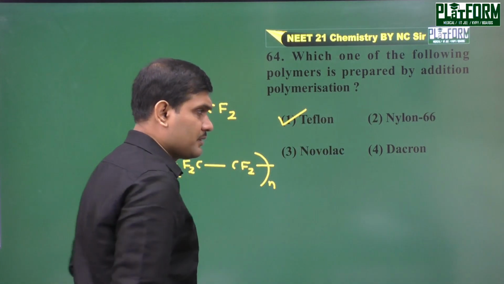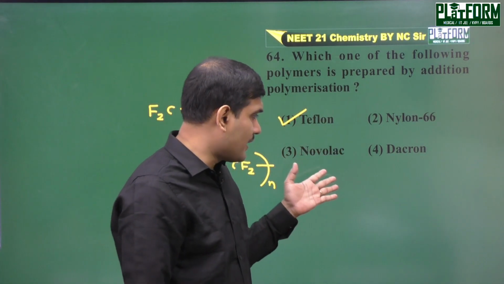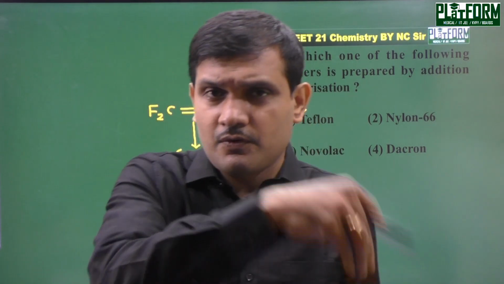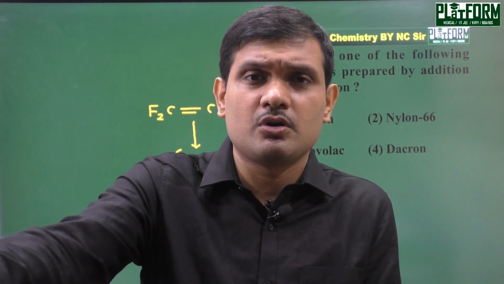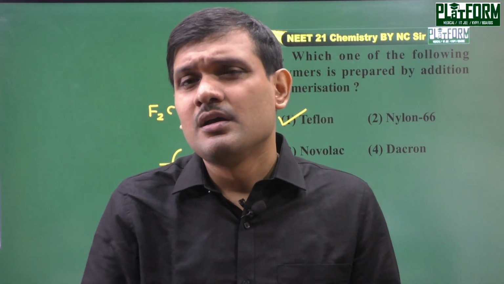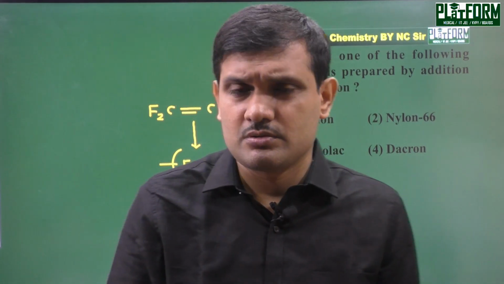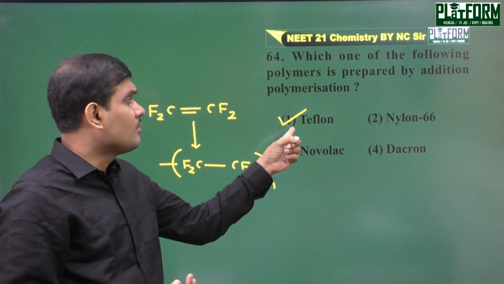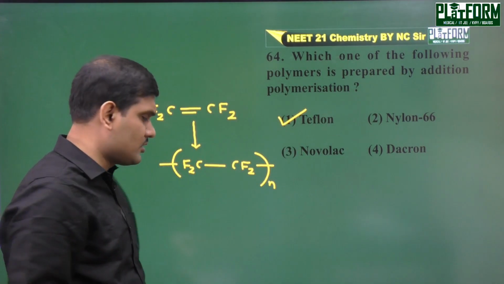Now other examples, nylon 66, Novolac, Dacron, all of them are not addition polymers. Their formation leads to the release of simple molecules like water, so they are condensation polymers. All other examples are condensation polymers. Only one, that is Teflon, is an addition polymer.